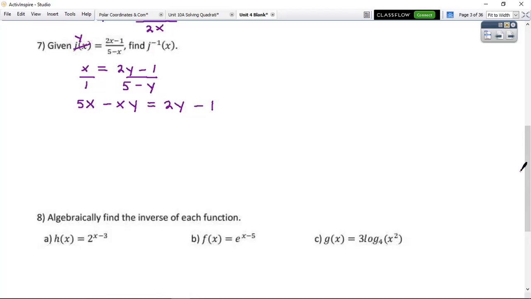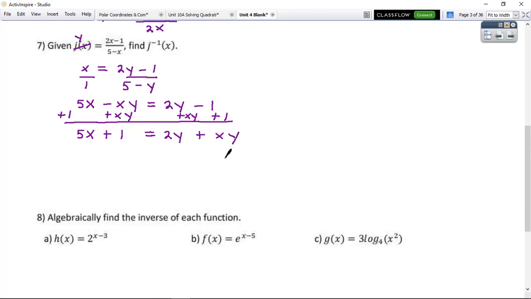So what I need to do now is get my terms with the y's on one side and everything else on the other. It doesn't matter what side you push things to, you just have to make a move. So I'm going to do this just to get rid of the negative. So I'm going to move this one over here. And while I'm at it, I'm also going to get rid of that 1 and add the 1 over as well. So I've manipulated my equation to say 5x plus 1 equal to 2y plus xy.